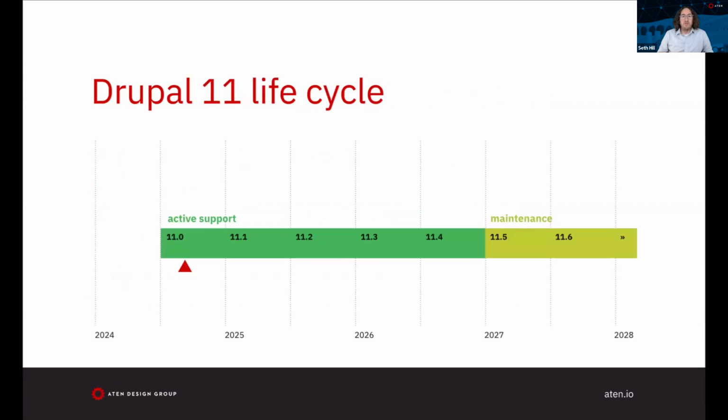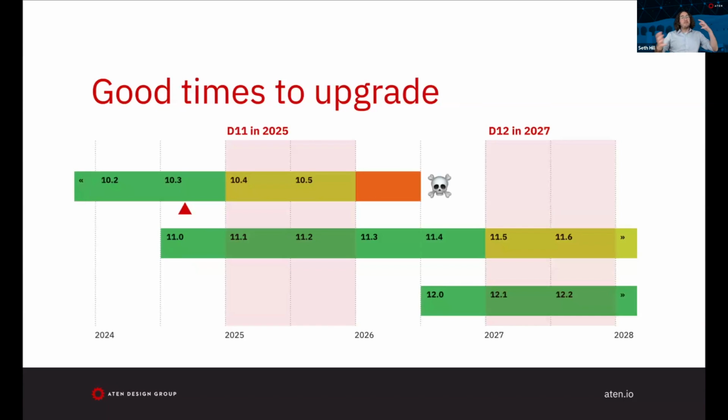Let's turn our attention to Drupal 11. 11.0 was just released, and Drupal 11 will be receiving active development support until around 2027 when it goes into that maintenance support like I described earlier. There will also be a security update only portion and an end of life for that too. Putting all of this together and adding in the Drupal 12 lifecycle, I think 2025 is going to be the right time for most people to upgrade to Drupal 11.